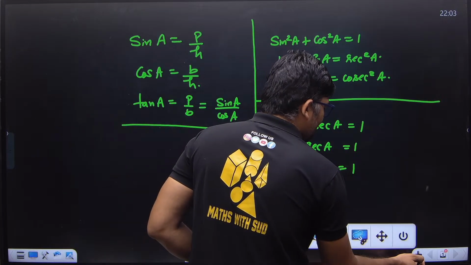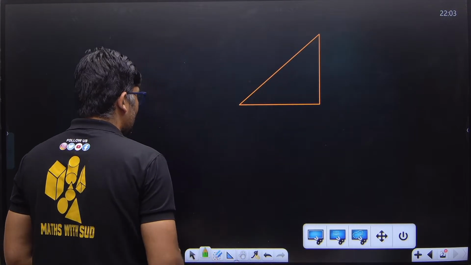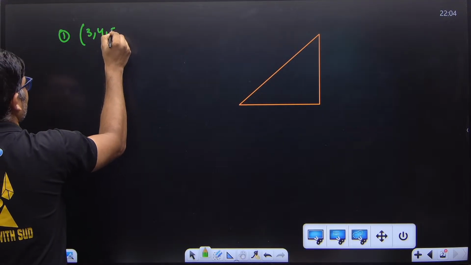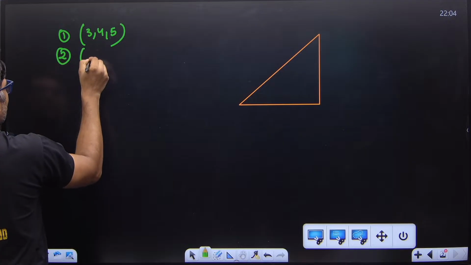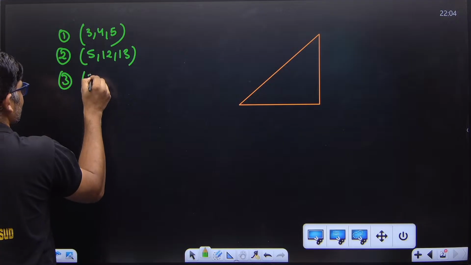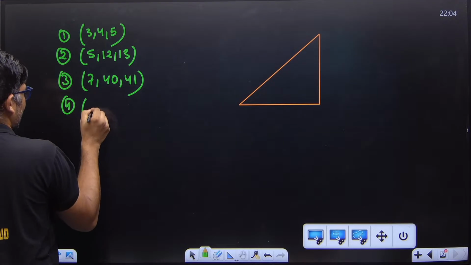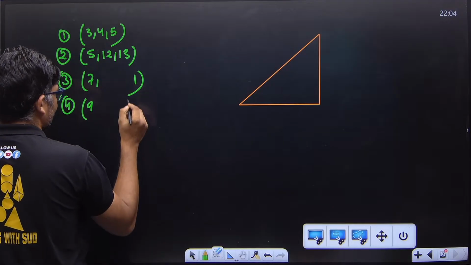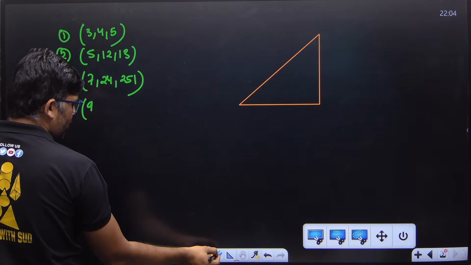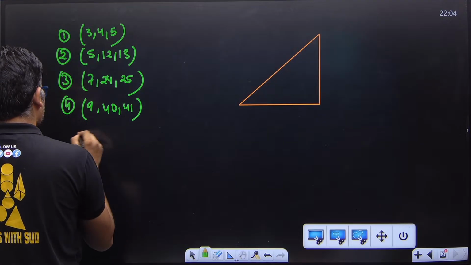Then I told you about Pythagoras triplets as well. Some of the Pythagoras triplets that we need to remember are 3, 4, 5. Then the second one will be 5, 12 and 13. The third one will be 7, 24 and 25, sorry. 7, 24 and 25. The 40 and 41 is with 9. So 9, 40 and 41.